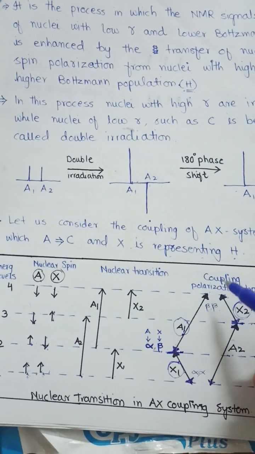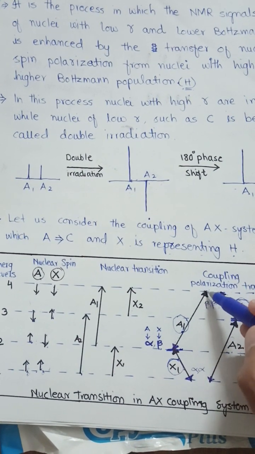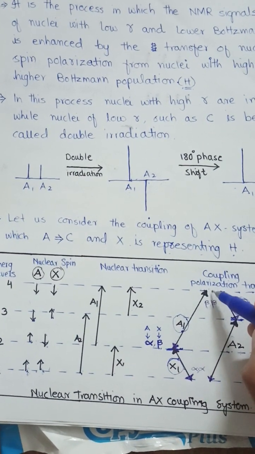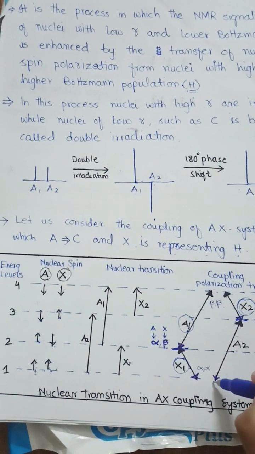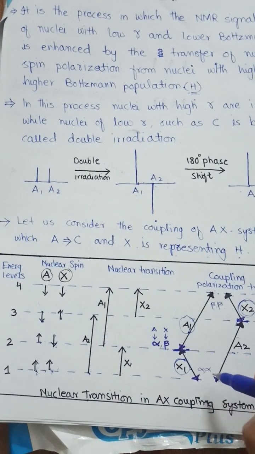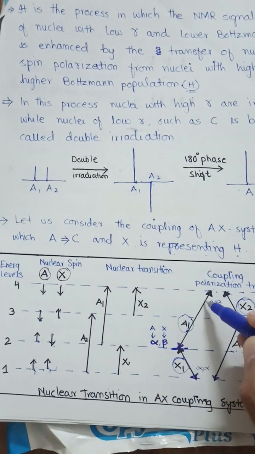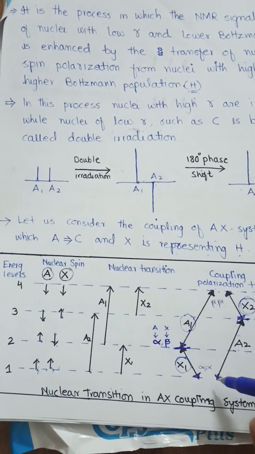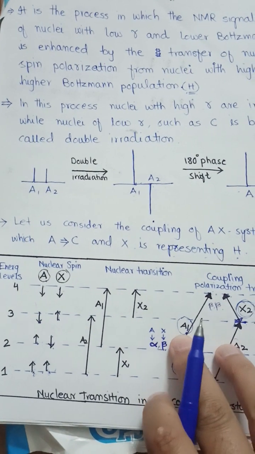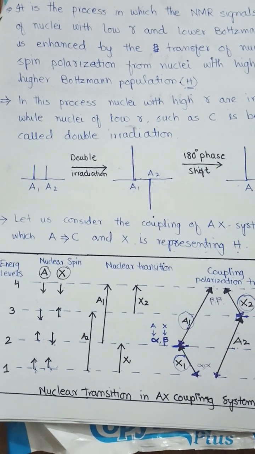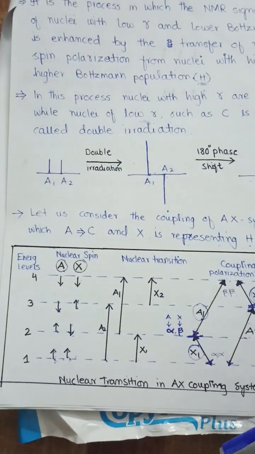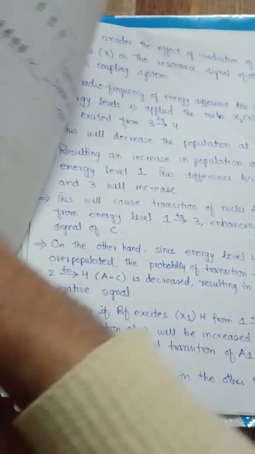And again, if the population at energy level 4 is increased, the other side will be decreased and it will come in the backward direction. So in this case, if one signal is in the positive direction, the other will be in the negative direction, but in both cases the signal will be enhanced, one in positive and the other in negative direction. And after this the 180-degree phase change will occur.